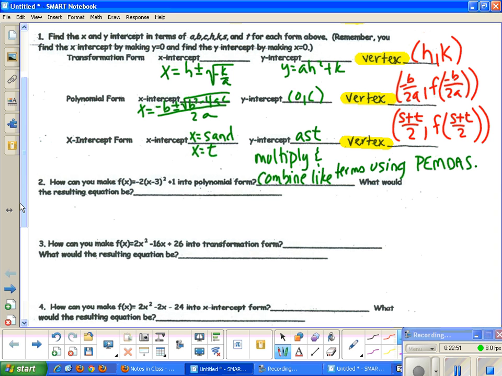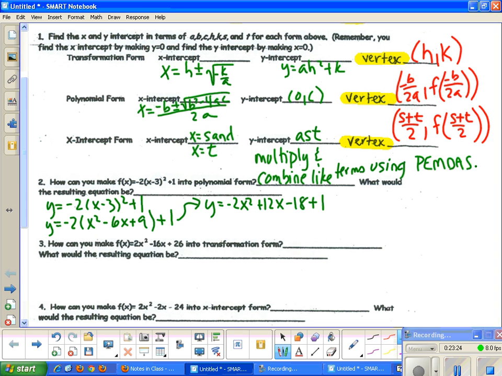So for this one, let's go ahead and work that out. I have y equals negative 2 times quantity x minus 3 squared plus 1. By order of operations, I do x minus 3 squared first, which you get with FOIL or a box set. So y equals negative 2 times x squared minus 6x plus 9, and then plus 1. Then you want to distribute that negative 2 to each term inside your parentheses. When you do that, you get y equals negative 2x squared plus 12x minus 18 plus 1, and then add the 1 and the 18 together, so y equals negative 2x squared plus 12x minus 17.